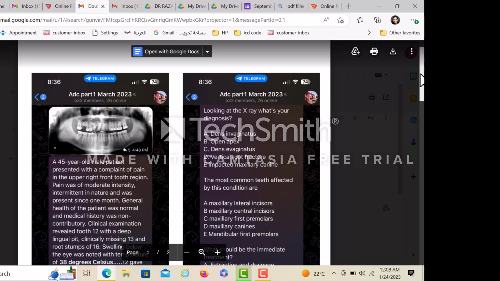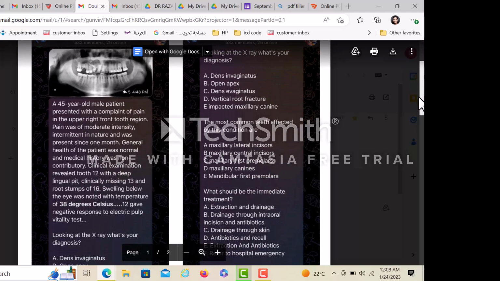So let's start. This is a question and this OPG is given. A 45-year-old male patient presented with a complaint of pain in the upper right front tooth region. Okay, so upper right front tooth are these four teeth. So these two basically, the right ones. Here in the question, I'm going to point out the keywords that you're supposed to look for, because those keywords are going to point you in the right direction. Because in such questions, all the options given are almost always correct. So you have to choose the right option, always what they want.